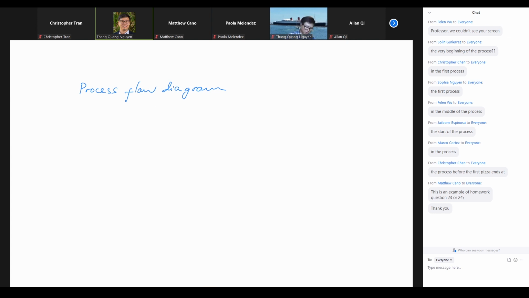So the start point of the process is the products are ordered. After the customer orders, product A will flow in the process. Product B will enter the process. Product C also enters the process, right? So that's a starting point of the process.